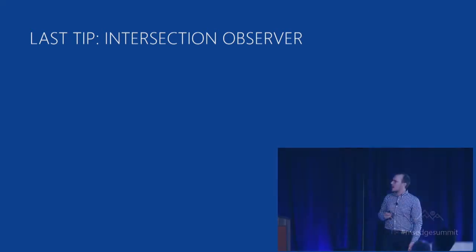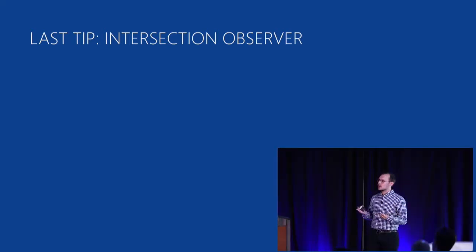OK, so the last thing I want to cover is Intersection Observer. The reason I want to cover this is that it is a new API that is just starting to ship in browsers. We shipped it in EdgeHTML 15, as well as an update in EdgeHTML 16.